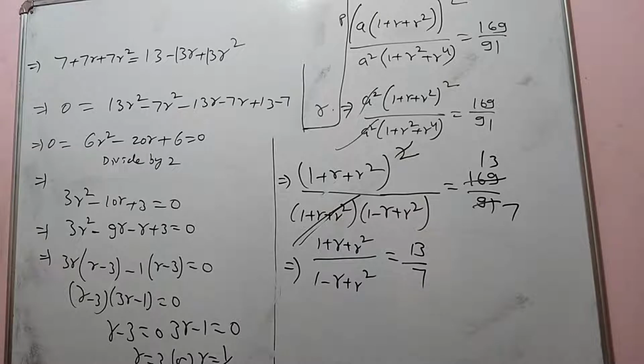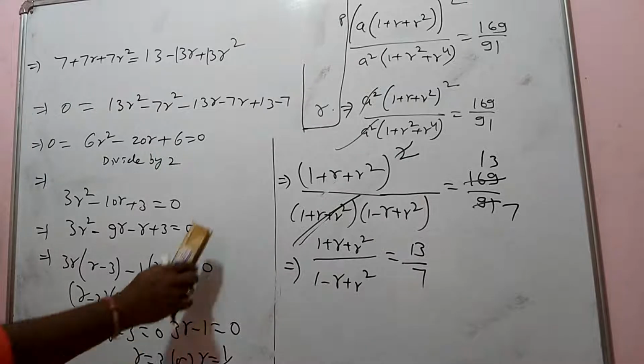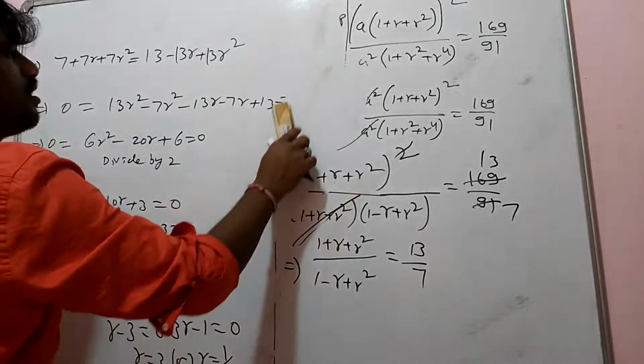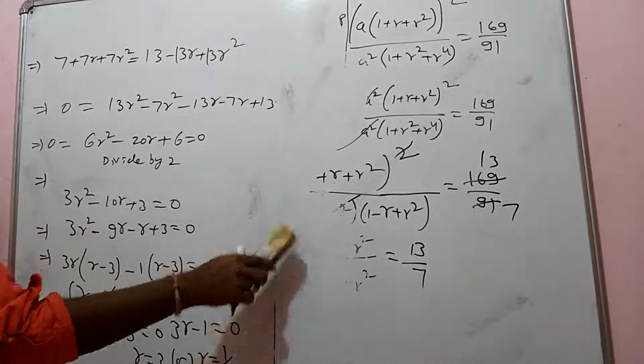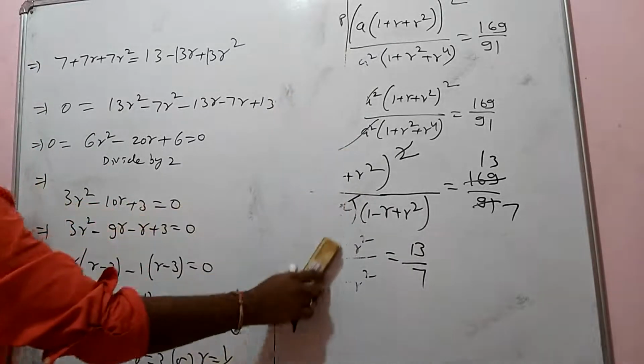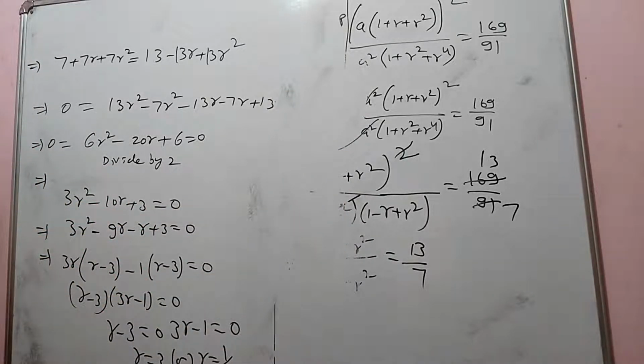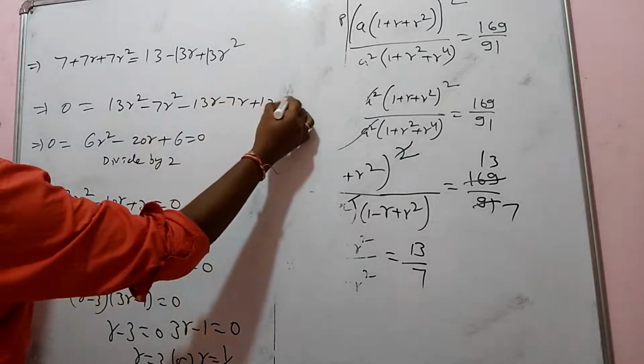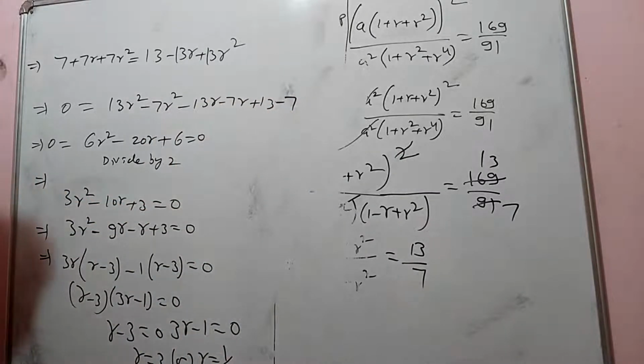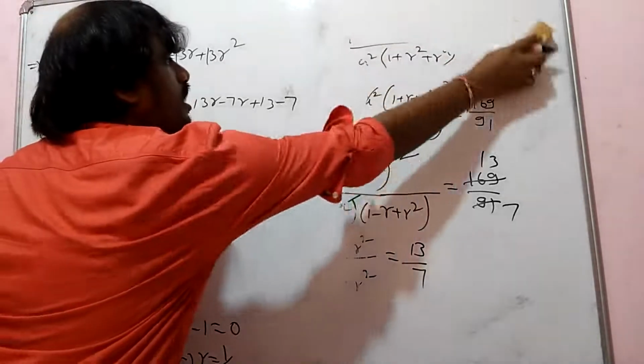He's asking to find Sn. Sn he has to find. So finally I got the r. Now let's find that. 13 minus 7, right? Yeah, so I got the r value.